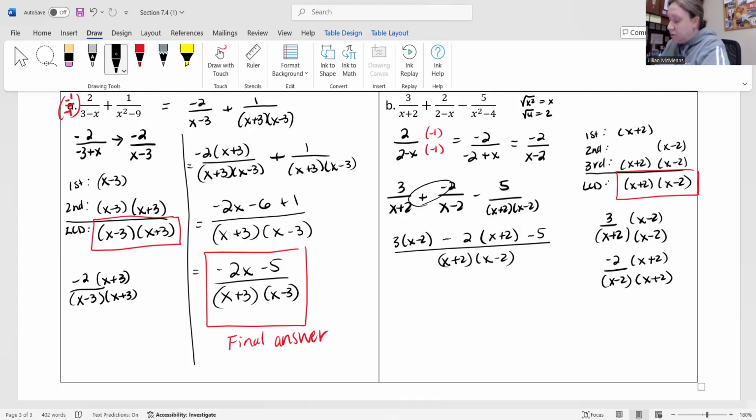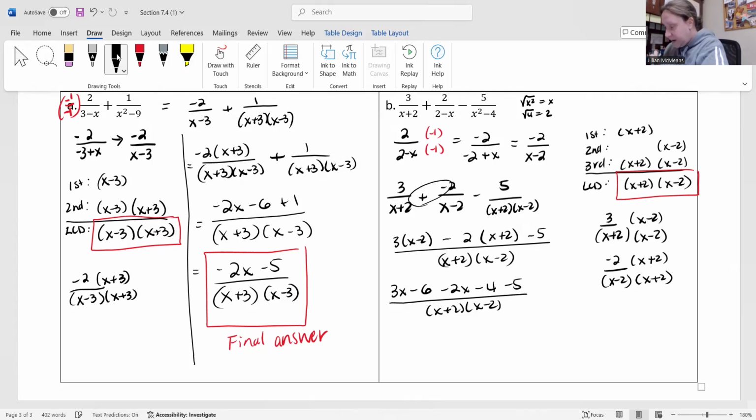For the first distribution, we're going to do 3 times x minus 2. So 3 times x is 3x. 3 times negative 2 is negative 6. Next, we do negative 2 times x, which is negative 2x. Negative 2 times 2 is negative 4. Drop down your minus 5. All of that's over the LCD.